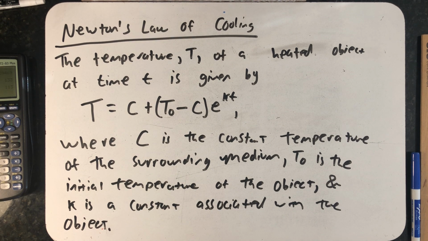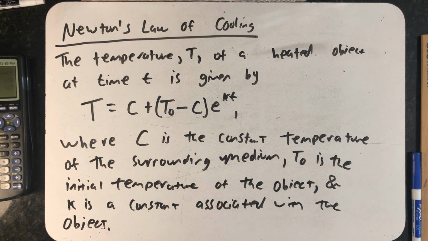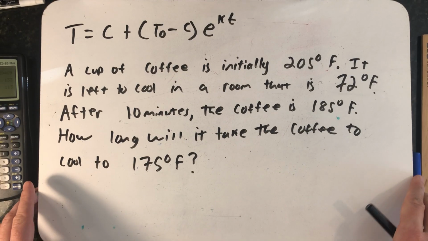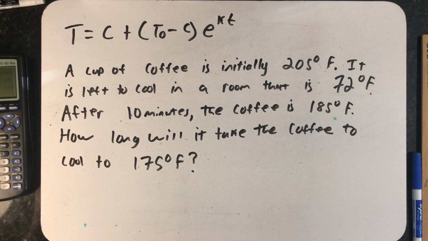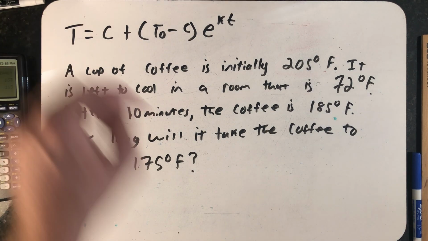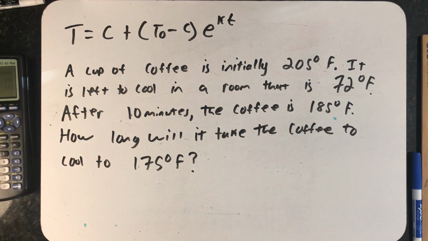T naught is the initial temperature. It's an initial condition, which is the initial temperature of the object. And k is a constant associated with the object that's cooling. So we can model how something's cooling using Newton's law of cooling. The example I want to go through is the idea of taking a hot cup of coffee and letting it cool down. I've written Newton's law of cooling at the top, and here's our problem.